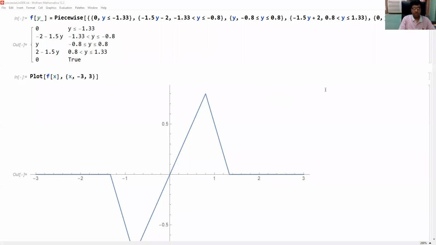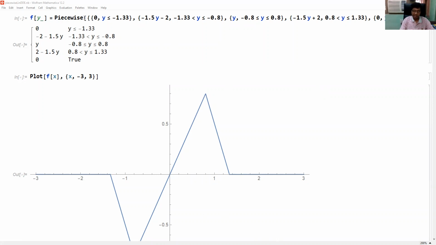Okay, so this is a sketch of a piecewise linear function. I'm explaining how to define a piecewise linear function using Wolfram Cloud or Mathematica. So I'm defining f of y. The underscore is there because y is a variable. You can take any variable, y or z, that doesn't matter. This Mathematica function Piecewise is used to define such functions.